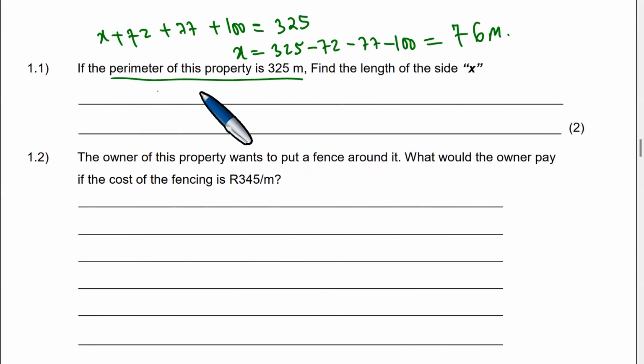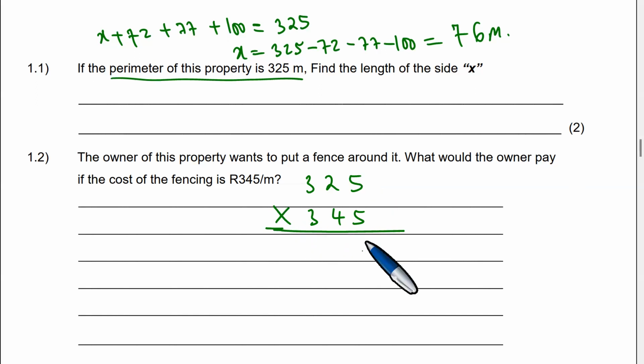What you need to do is to look at the perimeter. The perimeter of the property is 325 meters. The fencing is 345 rand per meter. You multiply this. 5 by 5 is 25. You bring down 5, then you carry 2. 5 by 2 is 10, plus 2 is 12. You bring down 2, then you carry 1. 5 by 3 is 15 plus 1, it is exactly 16. And then you put 16 there.